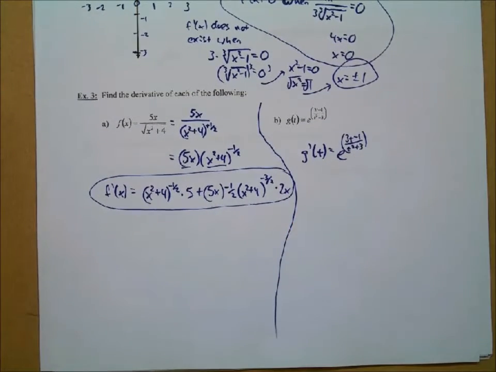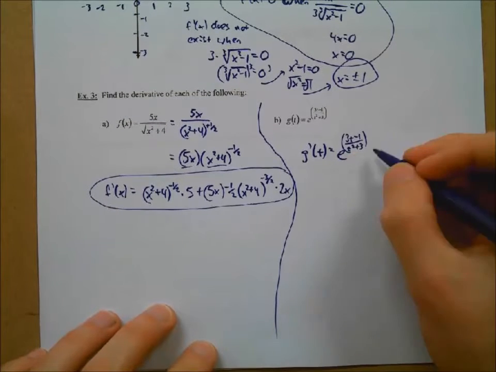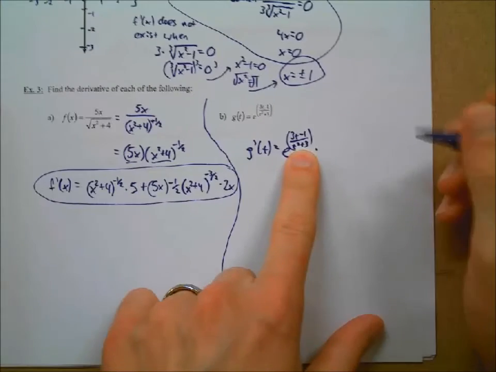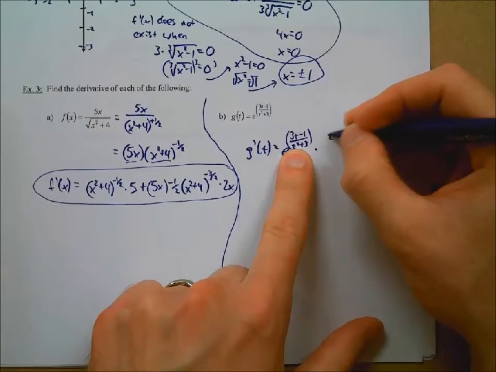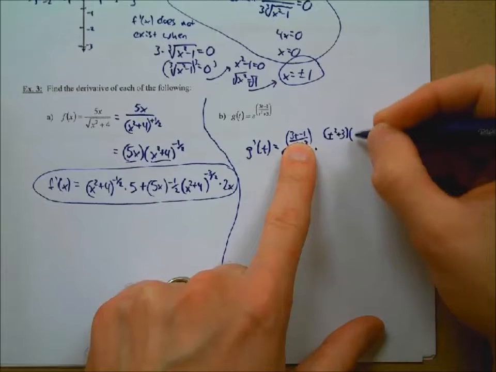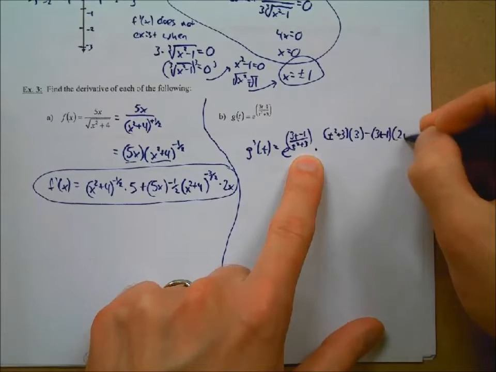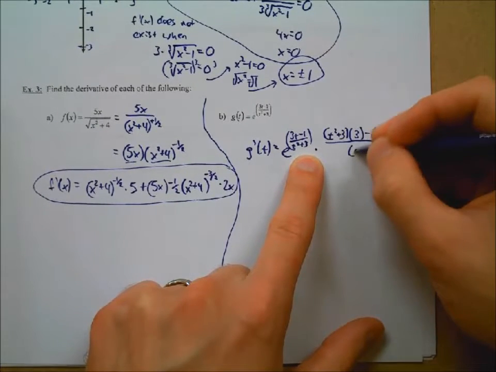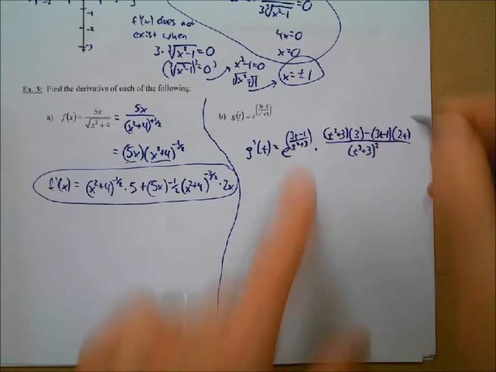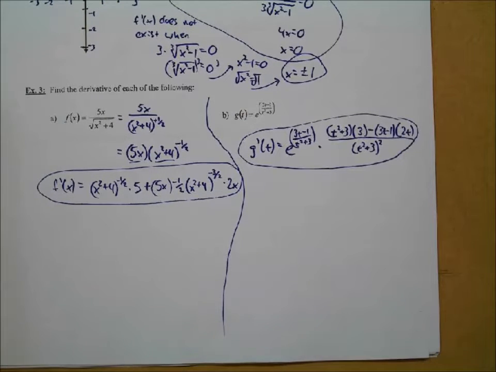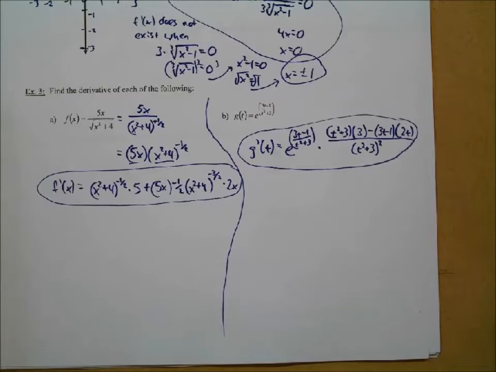But then by the chain rule, we have to multiply by the derivative of what? Of what's inside here. We have to multiply by the derivative of what's inside. So we have to multiply by the derivative of this, and in order to take the derivative of what's inside, we have to use the what? The quotient rule. So it's the bottom times the derivative of the top, minus the top times the derivative of the bottom, all over the bottom squared. And that is your derivative. Okay, that's it.